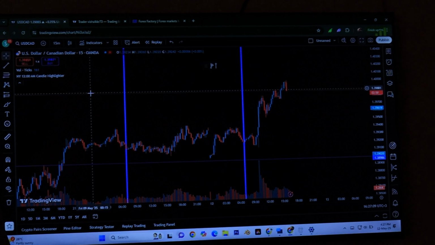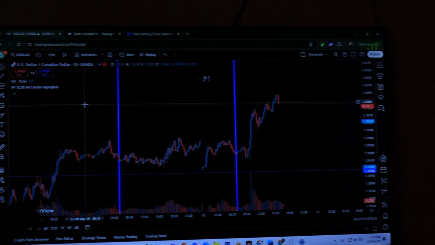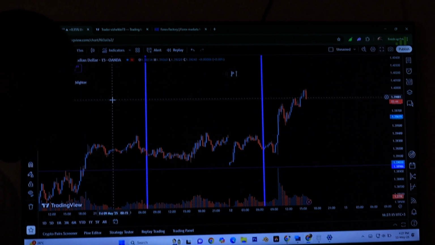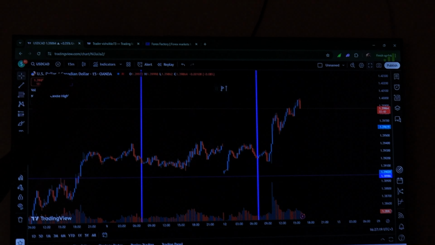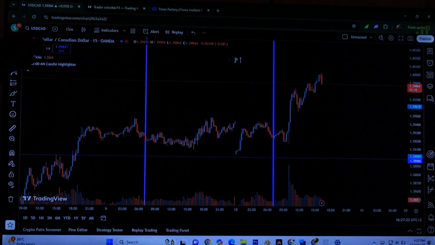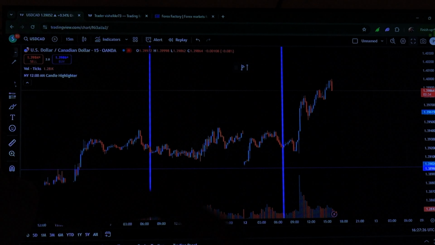So this is some game-changing information that I'm about to drop right now. My chart is customized to the 15 minutes time frame, and you'll find that I have these blue lines, which are the New York open.